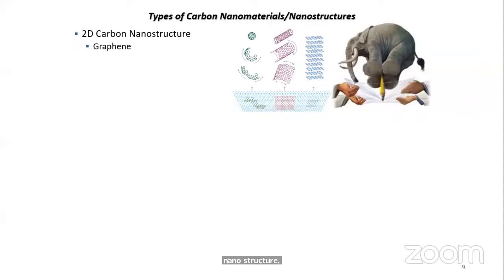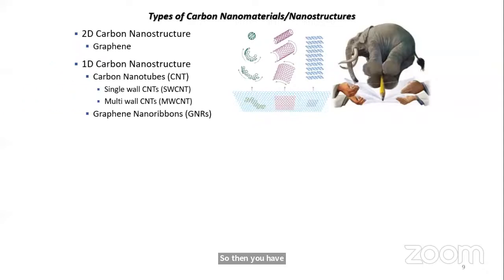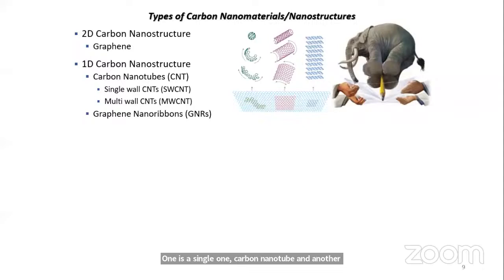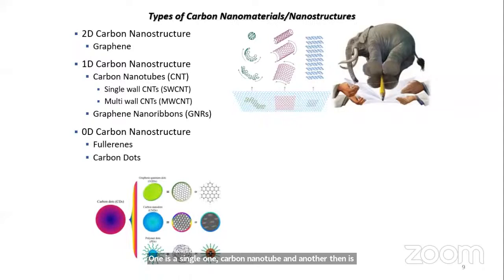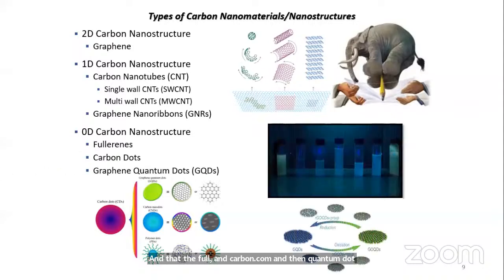You can see that an elephant can stand on one sheet of graphene. That means graphene is very strong. Then you have the one-dimensional nanocarbon material, that is carbon nanotubes. In carbon nanotubes, you have two different types: one is a single-wall carbon nanotube, and another is a multi-wall carbon nanotube. Graphene nanoribbons are also available. Then zero-dimensional carbon nanostructures: fullerenes and carbon dots come here, and quantum dots also play an important role as zero-D carbon nanostructures.